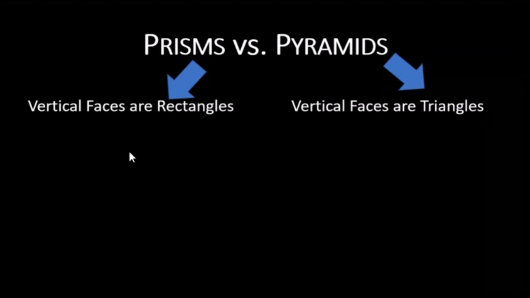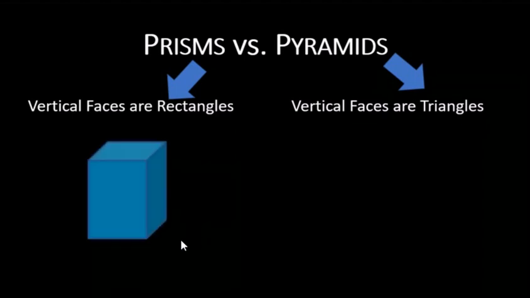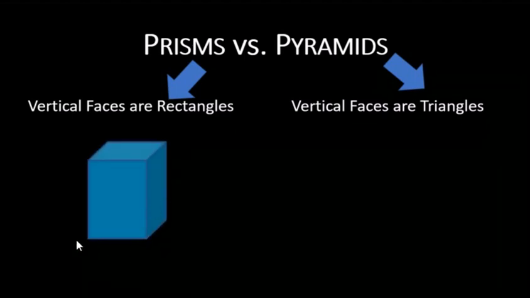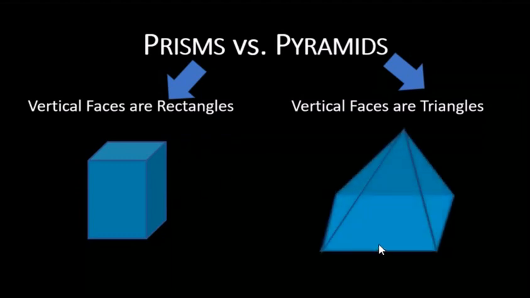So let's look at what these polyhedrons actually look like. This would be an example of a prism because you have a rectangular base and all the vertical faces are rectangles. Whereas this would be an example of a pyramid. Again, you have this rectangular base, but now all the vertical faces are triangles. So the point is, you don't care what the base is. The base can be a rectangle, triangle, hexagon, square, whatever. But you care about what the vertical faces are. If they are rectangles, it is a prism. If they are triangles, it is a pyramid.